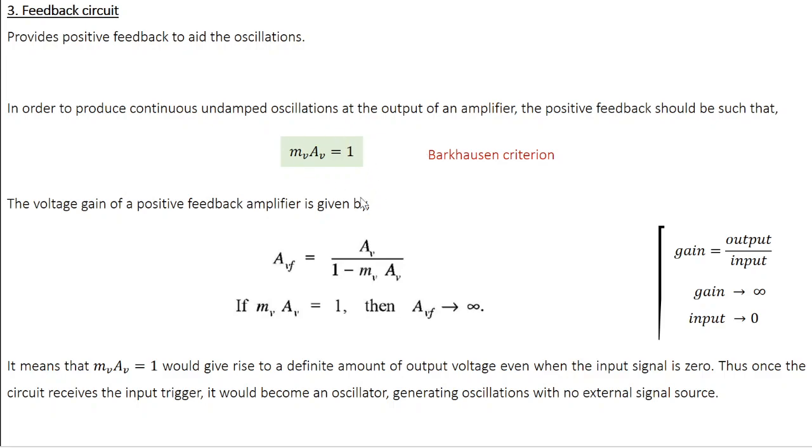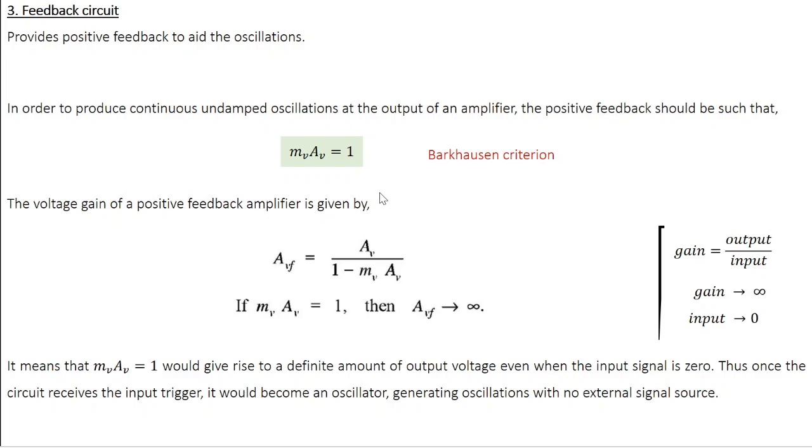And what is the significance of this particular criterion? If you look at the voltage gain of a positive feedback amplifier, this is given by AVF equal to AV divided by 1 minus MVAV. Hope you recollect the derivation of voltage gain of a negative feedback amplifier. It was 1 plus MVAV. Here the only difference is that instead of plus you have a minus in the denominator. Okay. Now look at the Barkhausen criterion.